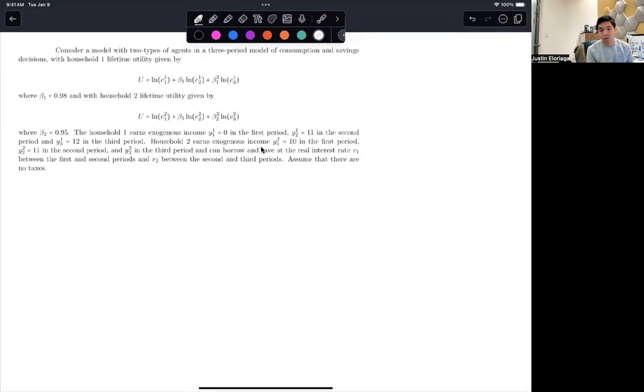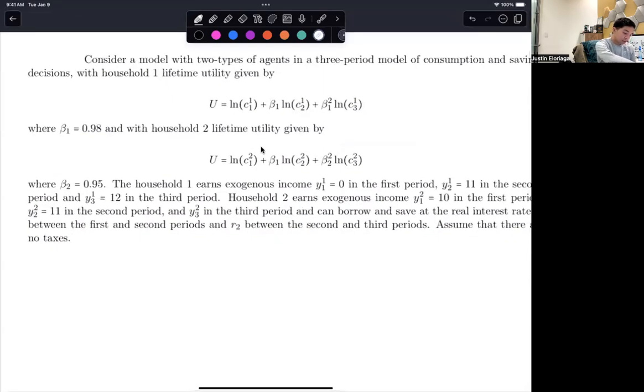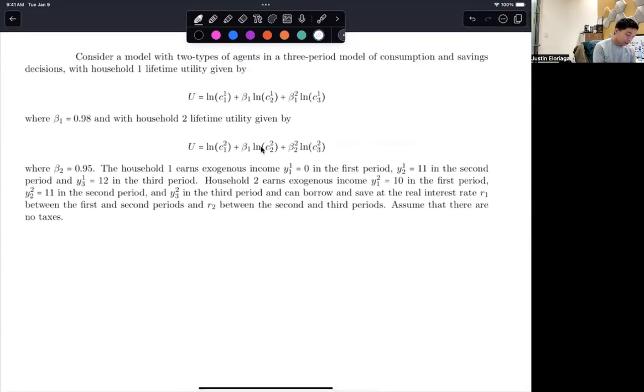clearing conditions and solve. So we're given a problem that says, consider a model with two types of agents, and these agents live for 3 periods. The utility is given by a log utility function for both, wherein there's a different beta for each agent. So beta 1 is equal to 0.98 and beta 2 is 0.95.